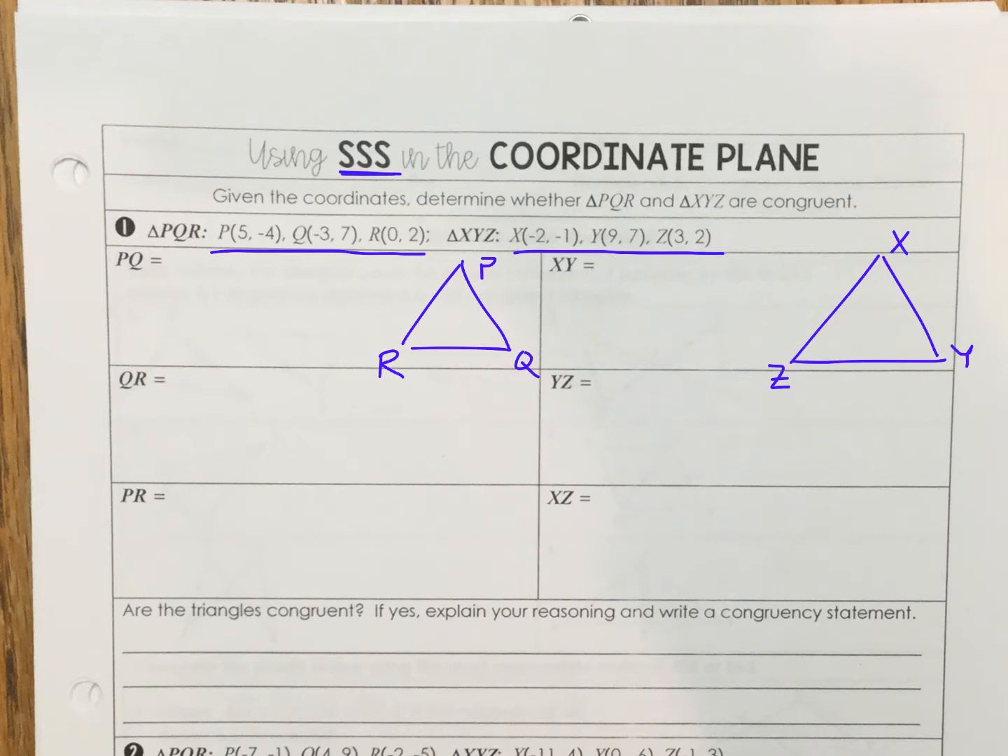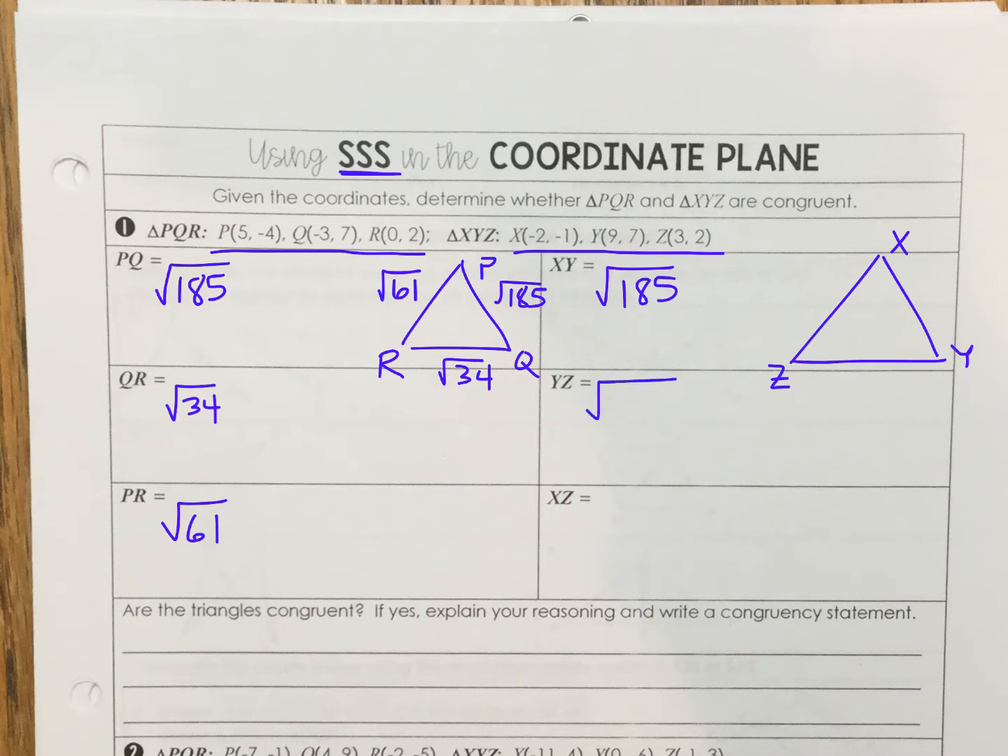So I'm going to go ahead and tell you that the length of PQ is the square root of 185. The length of QR is the square root of 34. And the length of PR is the square root of 61. I'm going to write those around my triangle now. All right, I'm going to do the same thing for XY. That's the square root of 185. And same thing for YZ, and I get the square root of 61.